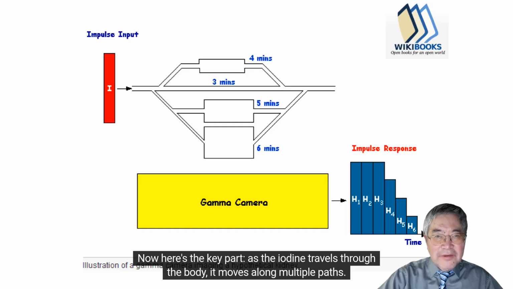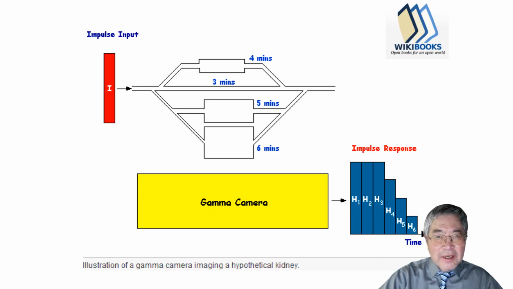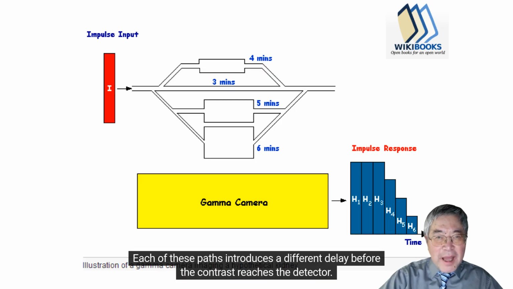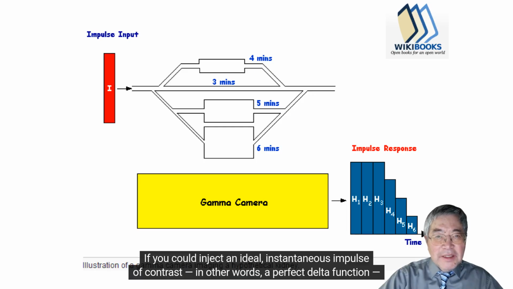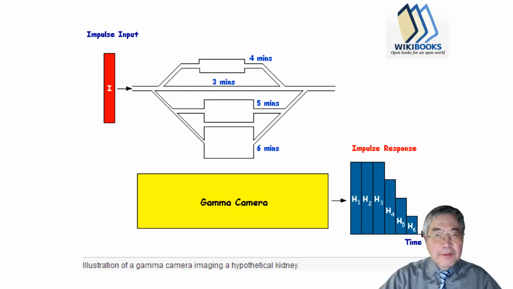As the iodine travels through the body, it moves along multiple paths. Some paths are fast, like major arteries. Others are slower, like capillaries or microvasculature. Each of these paths introduces a different delay before the contrast reaches the detector. If you could inject an ideal instantaneous impulse of contrast, in other words, a perfect delta function, then what you would see is a collection of impulse responses labeled here as H1, H2, H3, and so on.